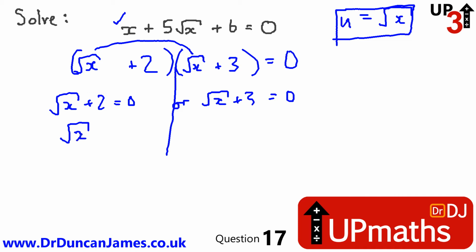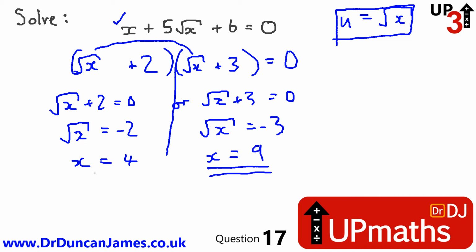So root x equals minus 2, which means if we square both sides, x equals 4. And on this side, the square root of x equals minus 3, so if we square both sides, x equals 9. And that's the two solutions. And that might feel really strange, and if you haven't done something like that before and it feels strange, I kind of think it's a good thing that it feels strange, because there's a lot of unusual stuff happened here.